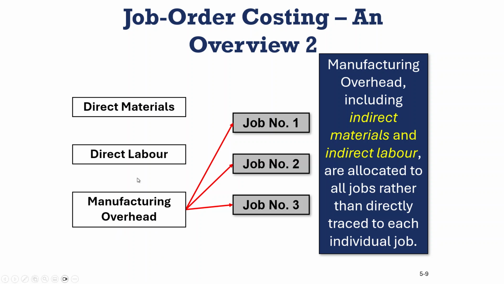So this is where we're going to spend some time to see how we allocate the overhead cost to each of the jobs. We're going to look at the predetermined overhead rate. So for now, you can understand that this cost we're going to allocate to the job is what we call applied manufacturing overhead. So we find a rate, and based on that we allocate it to each of the jobs.